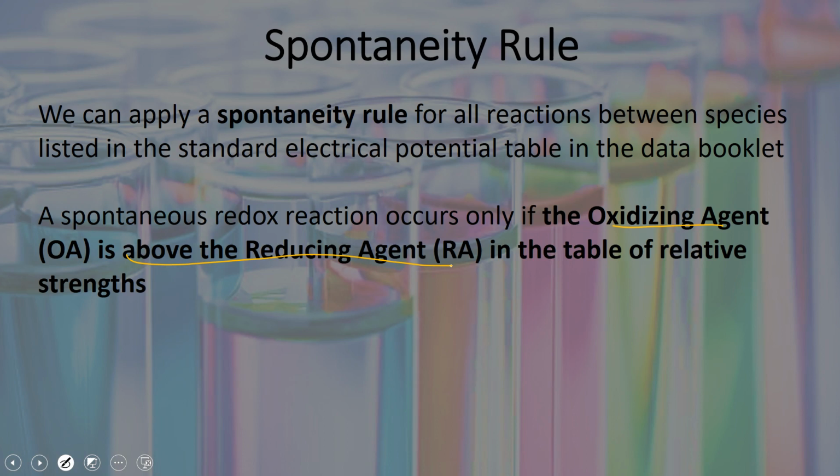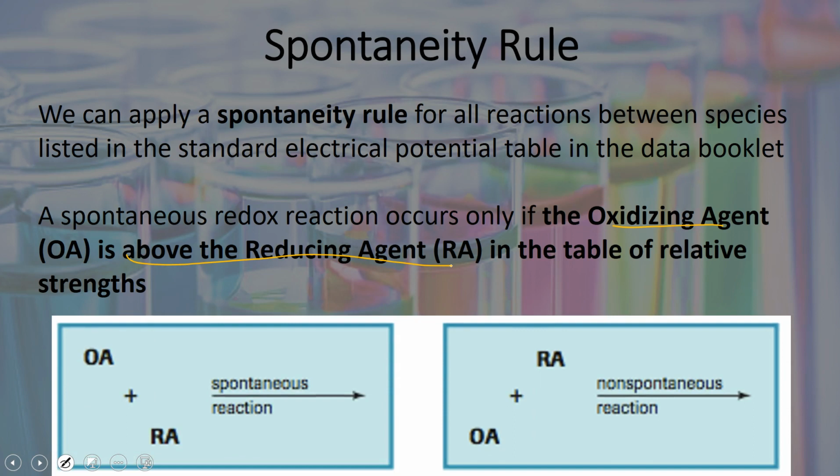So what this means is I'm going to use my table. I would go find my oxidizing agent. If the oxidizing agent is on the left, is above the reducing agent on the right, right? If it's on the left, is above, then I will have a spontaneous reaction. If the OA is below the RA, I will have a non-spontaneous reaction. And in order for that to happen, I would have to add electricity or heat or something in order for that reaction to progress. So if the OA is above the RA, it's going to be spontaneous.